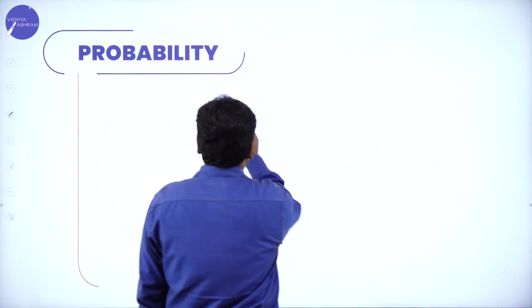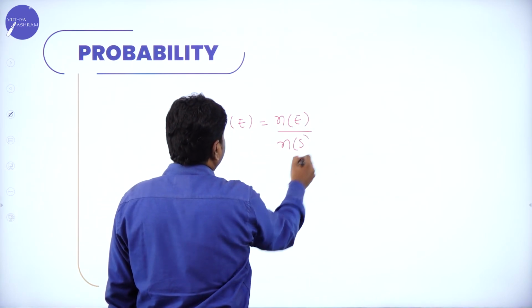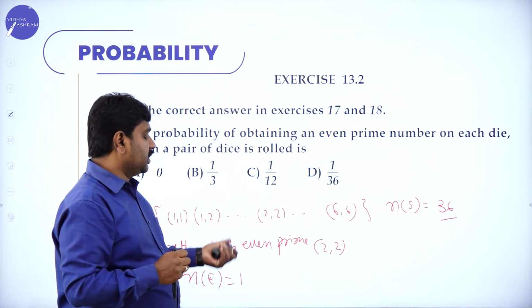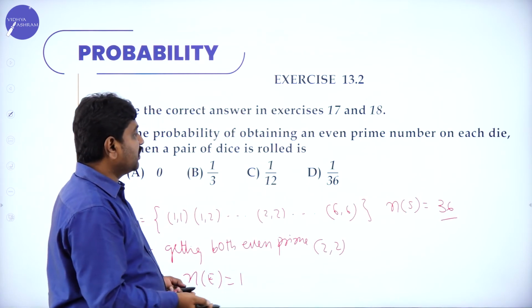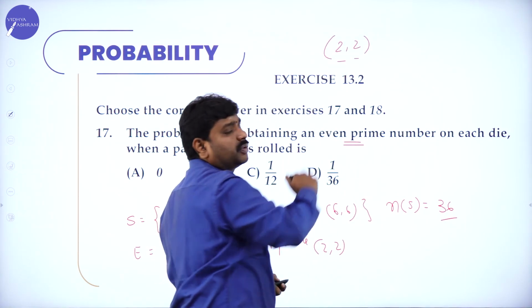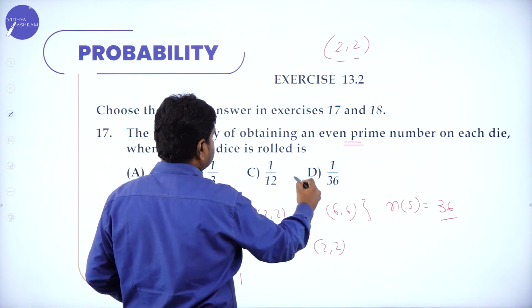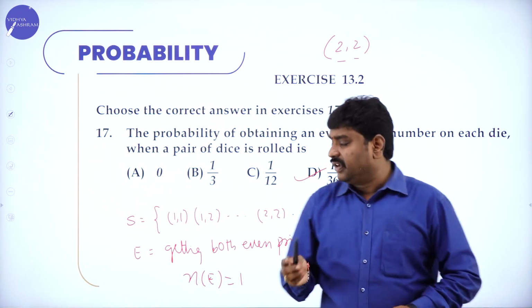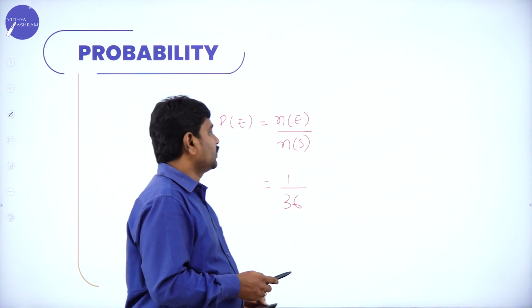What is P of E? N of E divided by N of S, favorable by total. Favorable means both should show an even prime number, that is 2,2. So when you roll the dice, the favorable output is only one, that is 2,2. They are not asking just for an even number. They want an even prime number. Even prime number means 2,2. That's it, 2 is the only even prime number. So 1 favorable out of 36 outputs. 1 by 36, option D. If event E is getting an even prime number, then P of E is N of E by N of S.